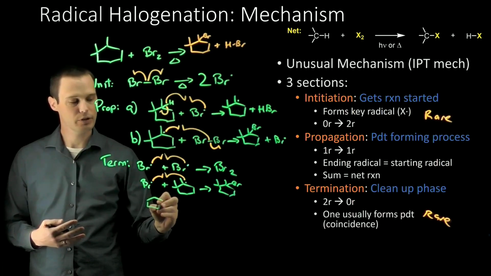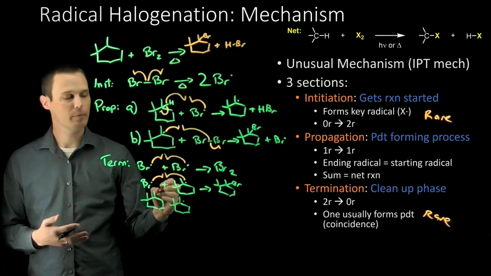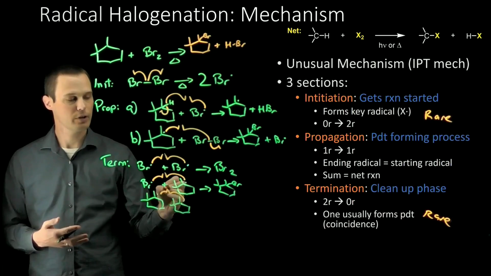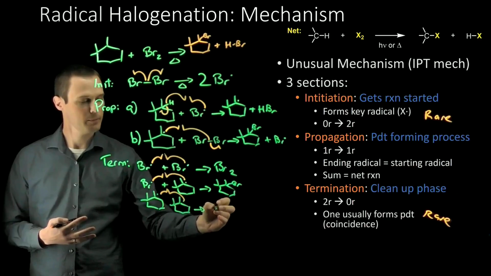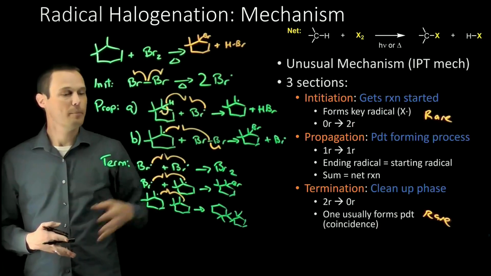Another possible termination is 2 carbon radicals finding each other. We'll form a new carbon-carbon bond. We'll take 1 electron from this carbon, 1 electron from this carbon to form a new carbon-carbon bond, and this is another possible termination product. This is the overall mechanism for this reaction.